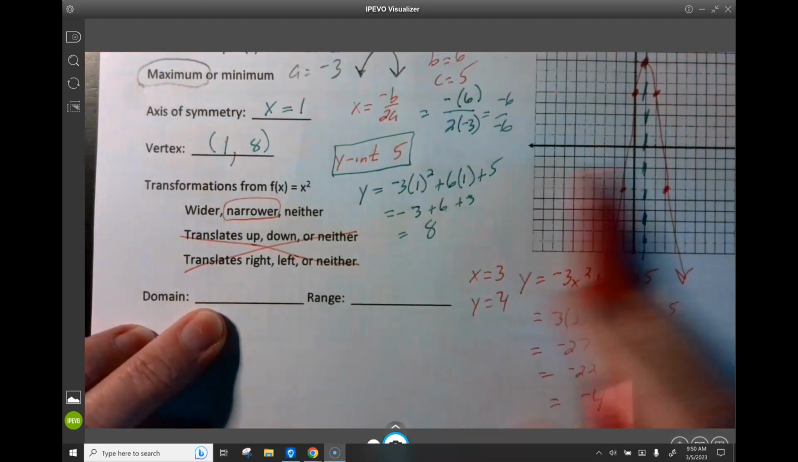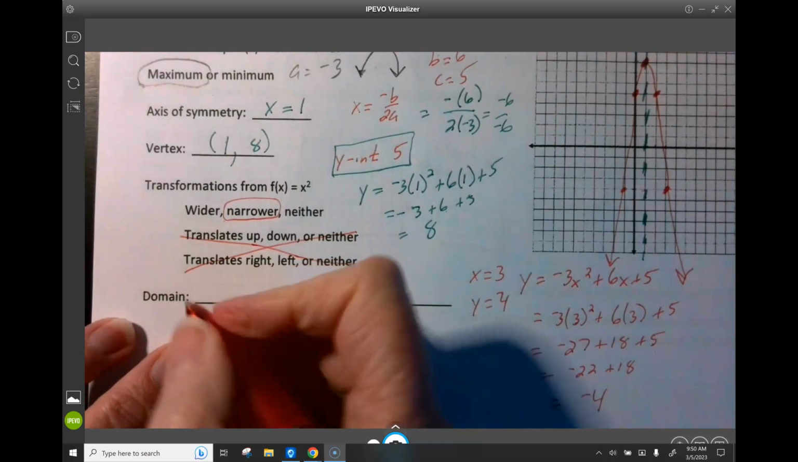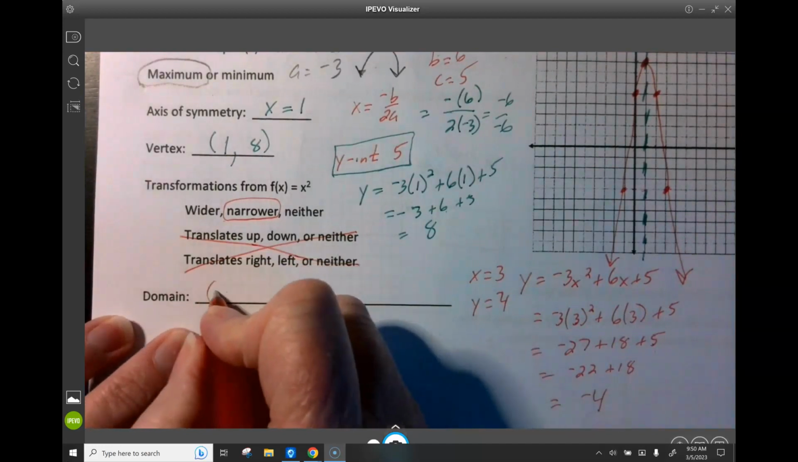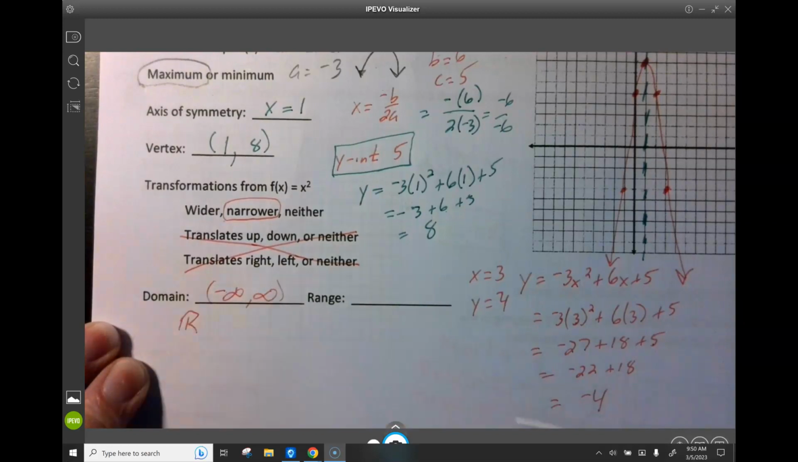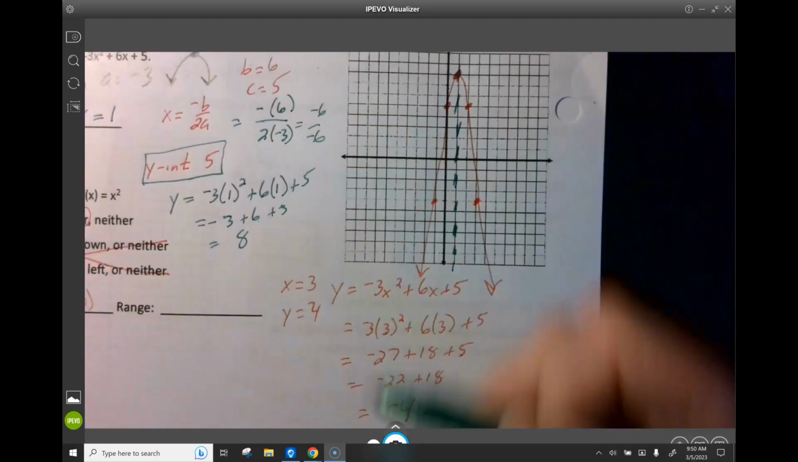What's the restriction on my x value? Nothing. So this is all real numbers. So this goes from -infinity to infinity, or you can say all real numbers. Okay, let's talk about range.